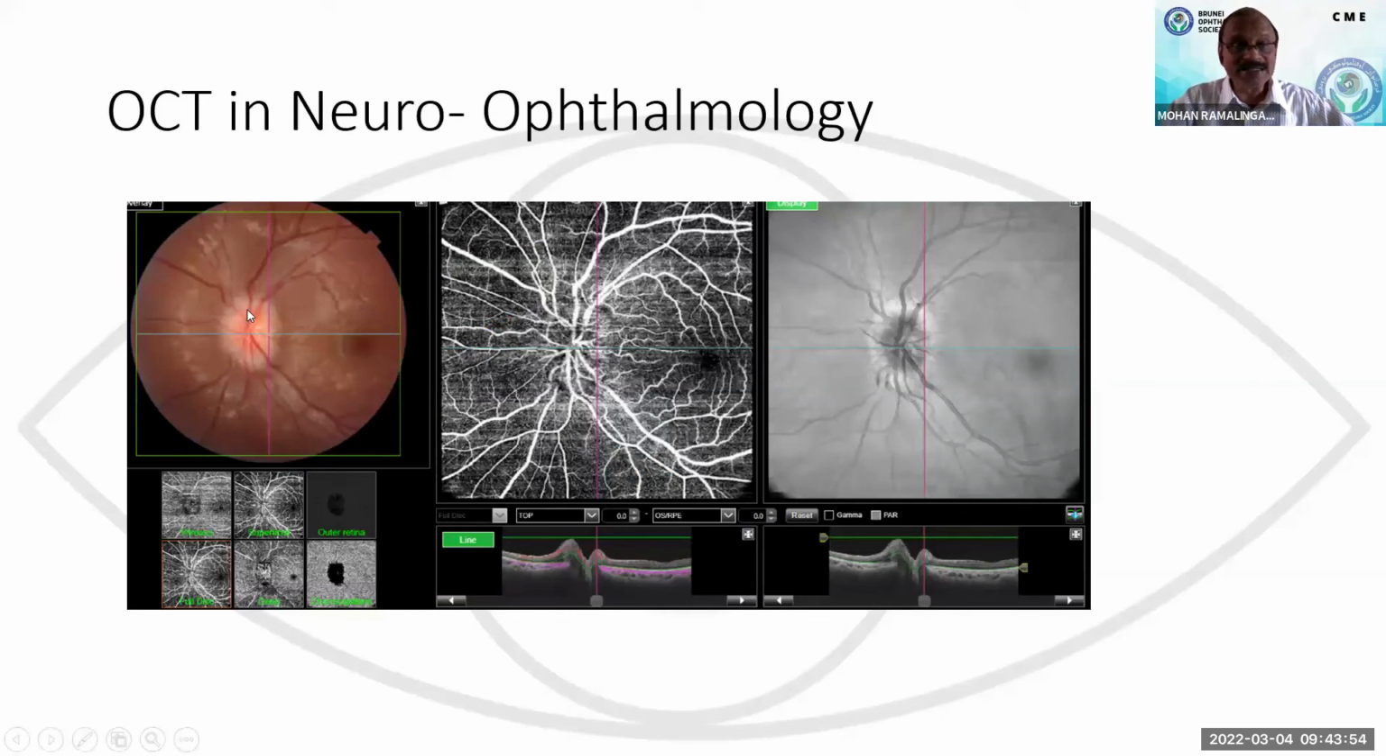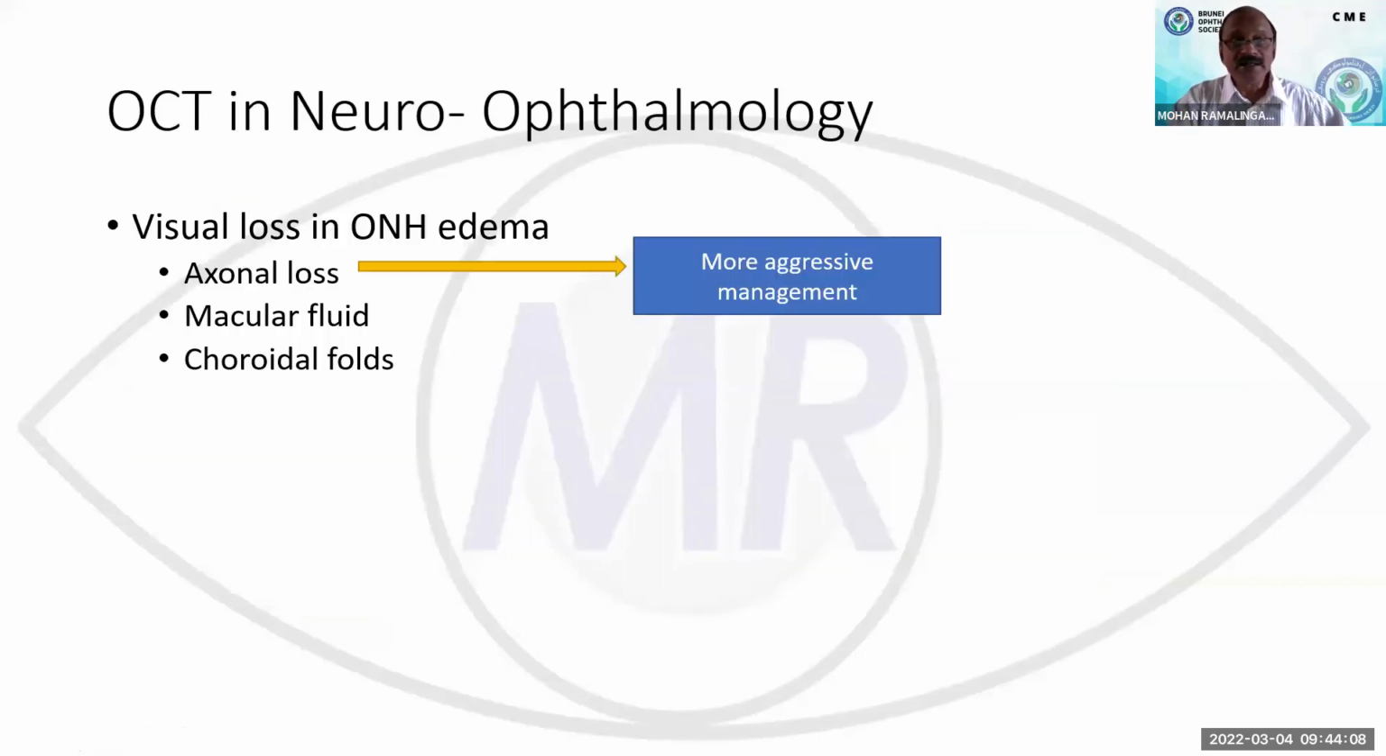So we can see the disc edema and the congestion of the vessels, and you can see the elevated optic nerve head and the congested blood vessels in the optic nerve head. This is to diagnose. And the visual loss in optic nerve edema, if the axonal loss or the ganglion cell loss is severe, say there are two patients with optic nerve edema.